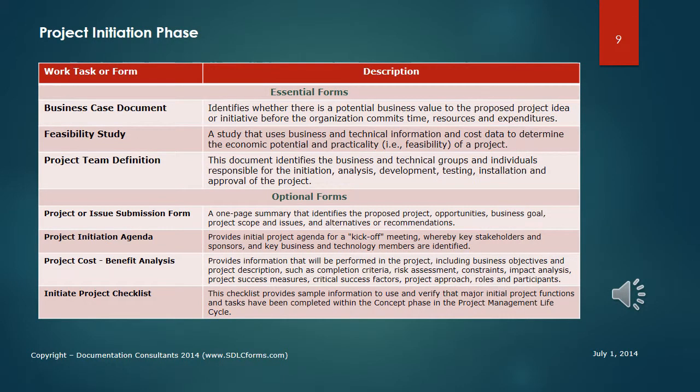Now we'll examine each phase in more detail. The project initiation phase objective is to justify the project. As a minimum, you will want to create a business case document identifying if there is value to the project, and if so, then perhaps create a feasibility study to determine economic potential and practicality of a project. If viable, you will then immediately want to create a project team of stakeholders to manage the project.